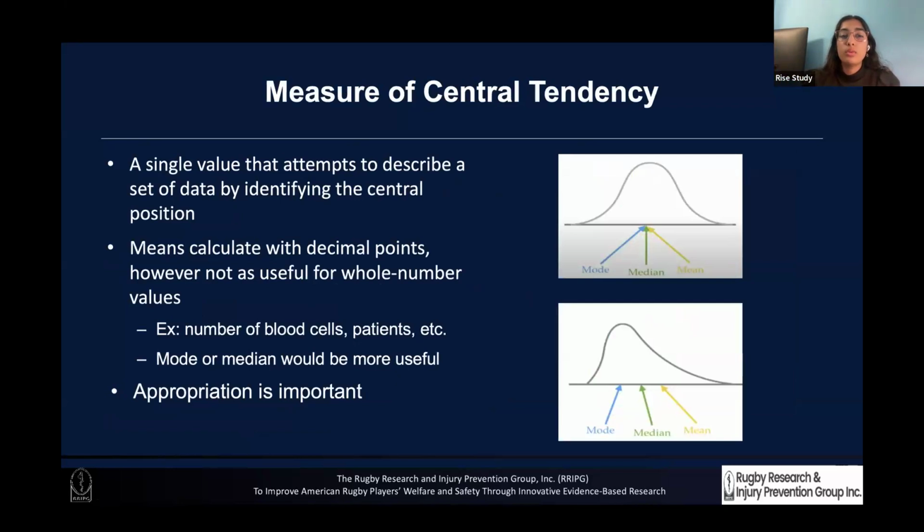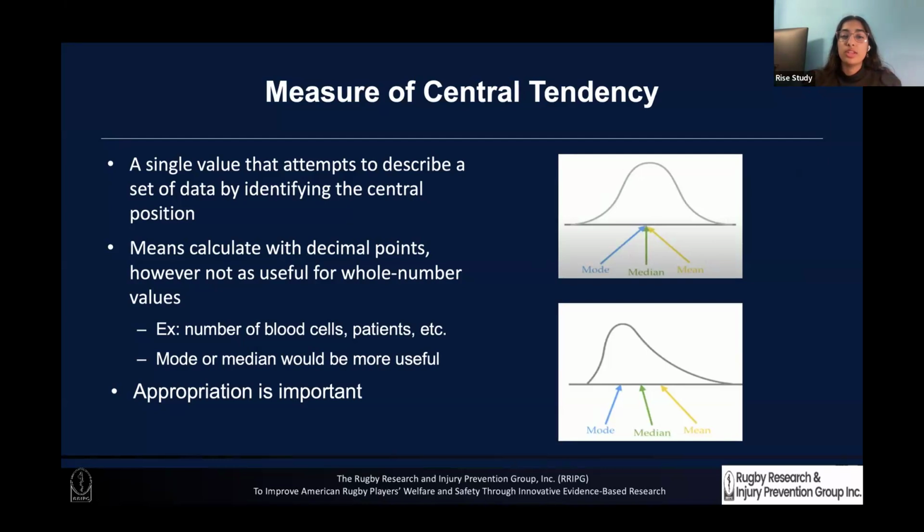The next thing that we do when we're doing descriptive statistics is measures of central tendency. So this is just a single value that attempts to describe a set of data by identifying a central position. On this image here to the right, this is a normal distribution. And so here the mode, the median, and the mean happen to be the same value, which is a value close to the middle.